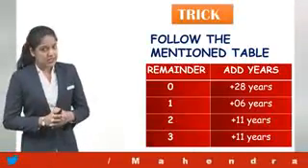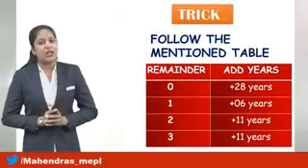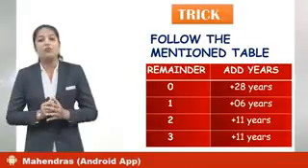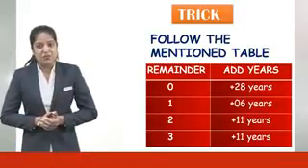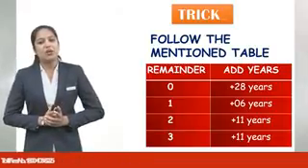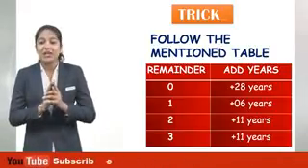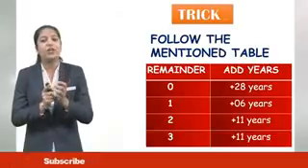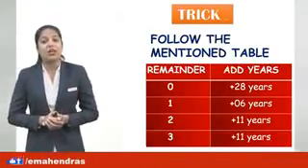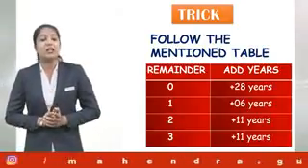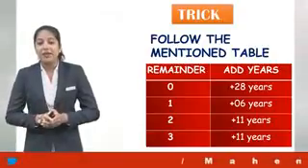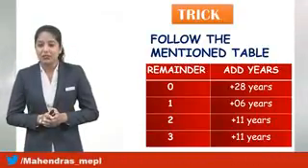So if we get the remainder as 0, 1, 2 or 3, we just have to add the mentioned years in front of the remainder. That means if I get a remainder of 0, I will be adding 28 years to the given year. We'll take examples to make this very clear. But before that, just pay attention to this table. If I get a remainder 0, I will add 28 years to the given year.